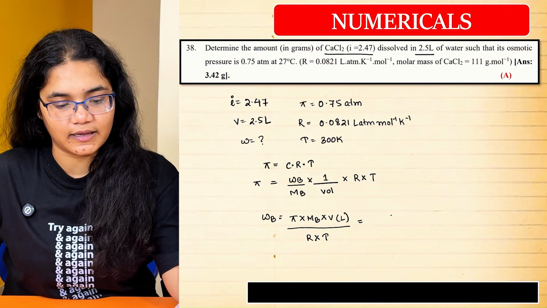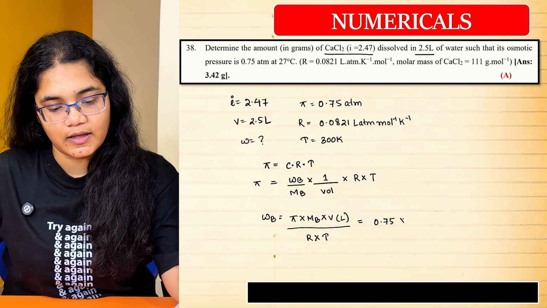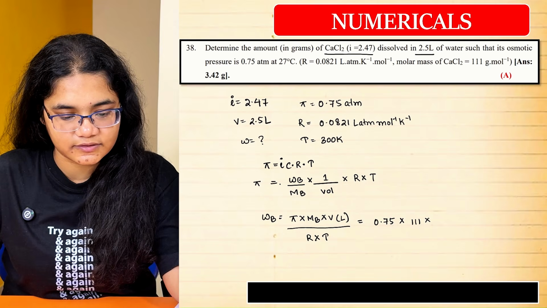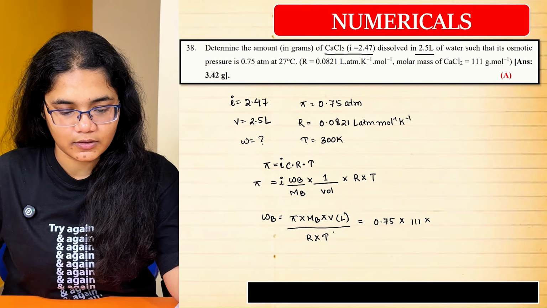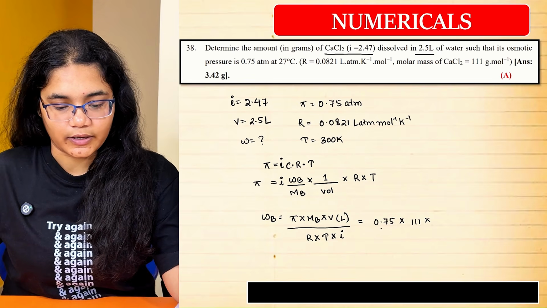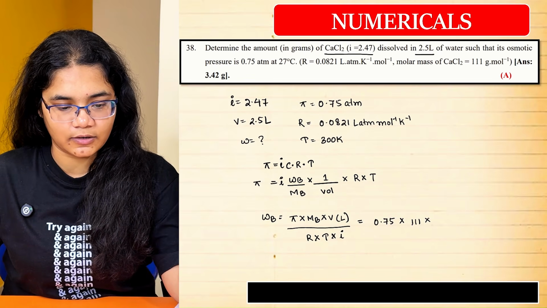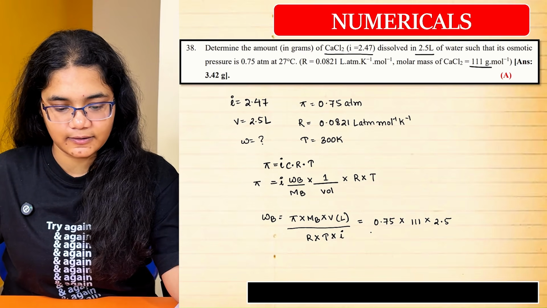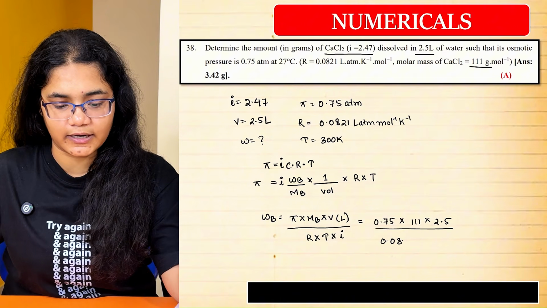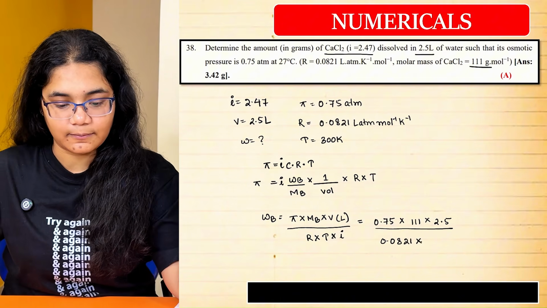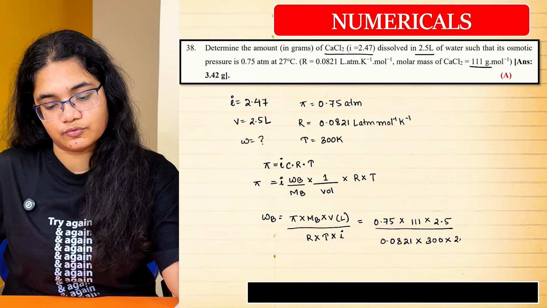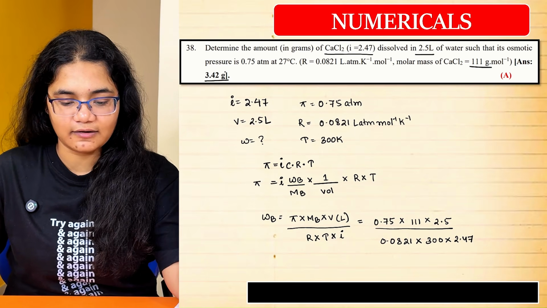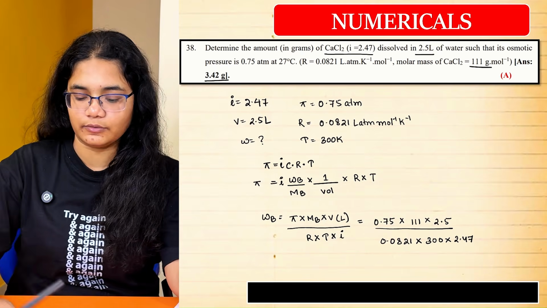So what is the pi value? Pi value is 0.75. MB value is 111. Again, one more thing we forgot here, that is the i value. We have to substitute i also, so I will be divided here. So 0.75, MB is 111, then volume is 2.5 liter, R value is 0.0821, temperature is 300, and i value is 2.47. Now if I solve this, you will get 3.42 as the final value of the mass. You can easily calculate it.